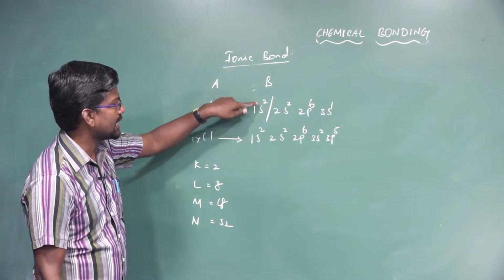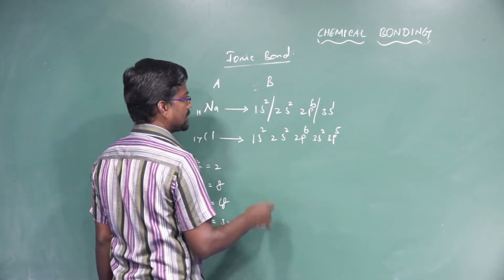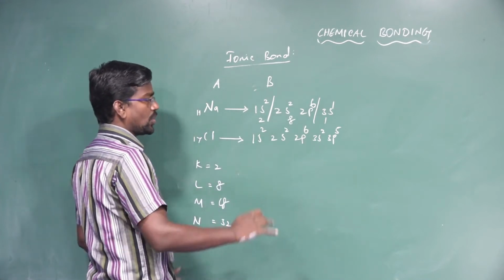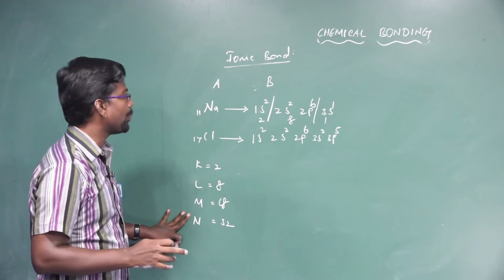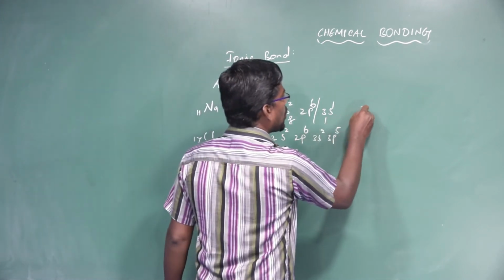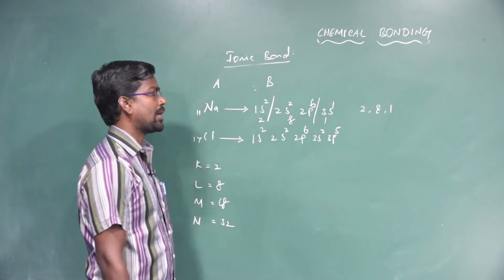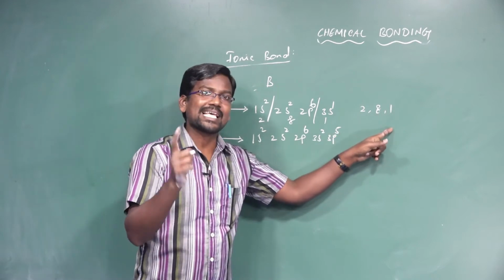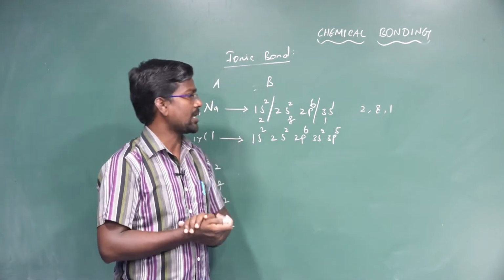So the K shell has 2 electrons. Next, how many electrons does the L shell accommodate? 8 electrons. So 2, 8, and the remaining 1 electron. So the general electron configuration of sodium metal according to the main shells is 2, 8, 1. The sodium metal has 1 excess electron compared to the inert gas electron configuration of neon.